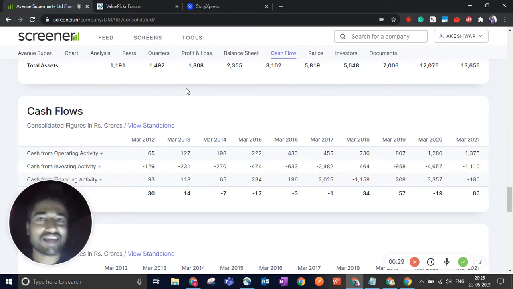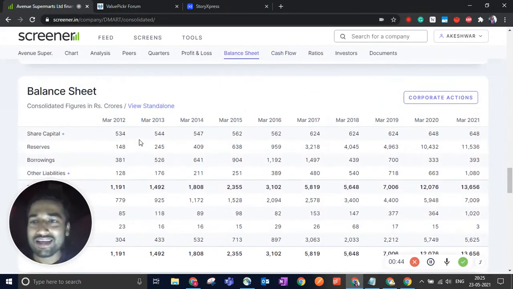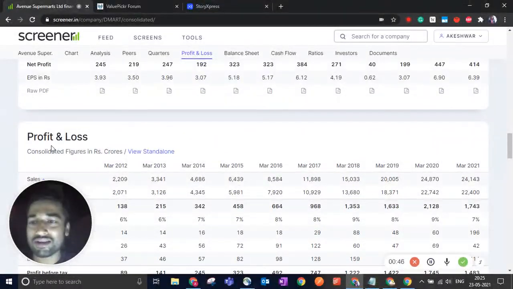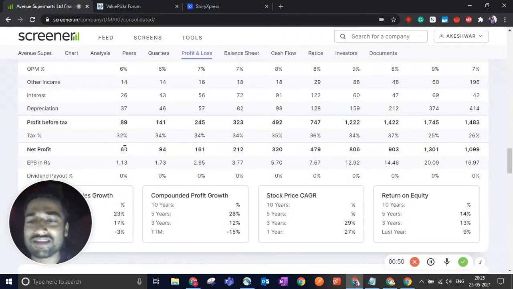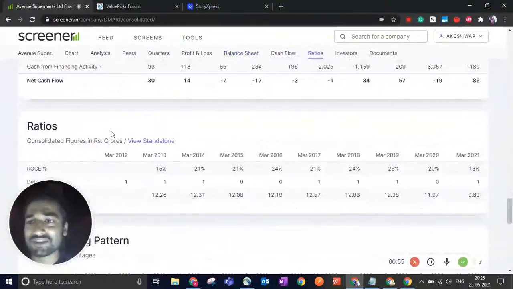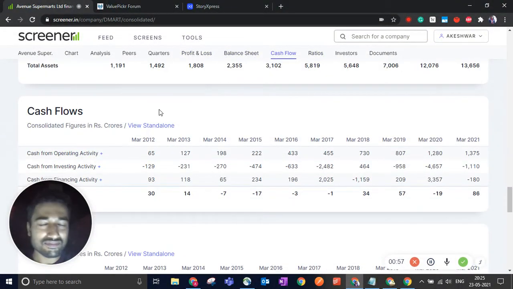There is a very famous saying that goes like: revenue is vanity, profit is sanity, and cash is king. And it's very sad to see that a lot of retail investors, while looking into the numbers of a company, just analyze the profit and loss statement. How much are the sales and what is the net profit. They do not look at all into the cash flow statements. This is, by the way, screener.in.